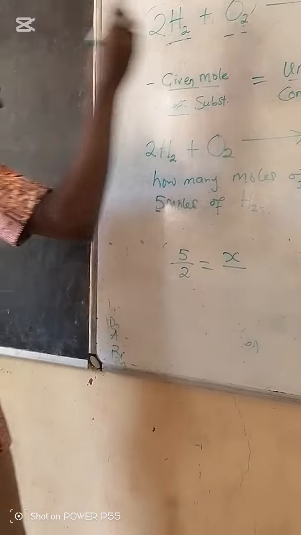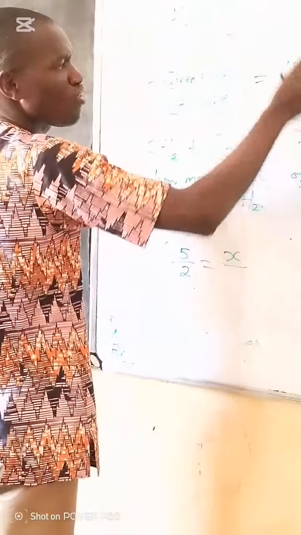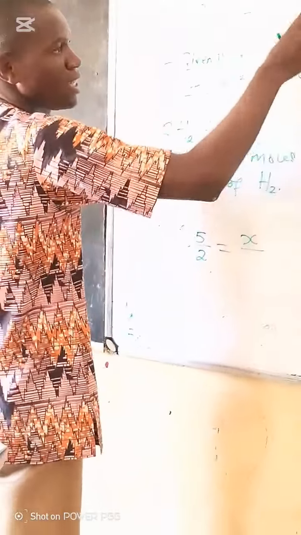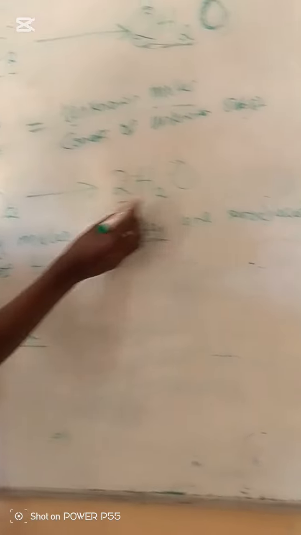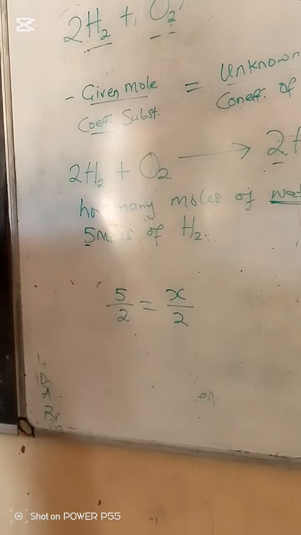Water is the unknown. So here is for both water, the number of moles of water and the coefficient of water. The water is the unknown now because you see how many moles of water. So water is the unknown. What's the coefficient of water still? 2. Correct. Is this clear? We have substituted into our formula.